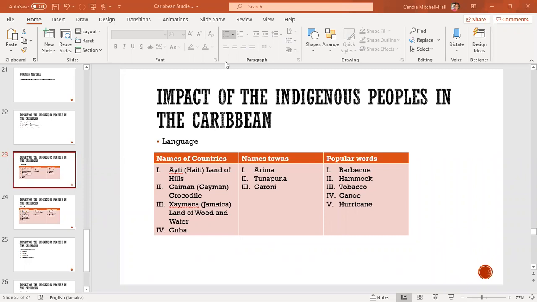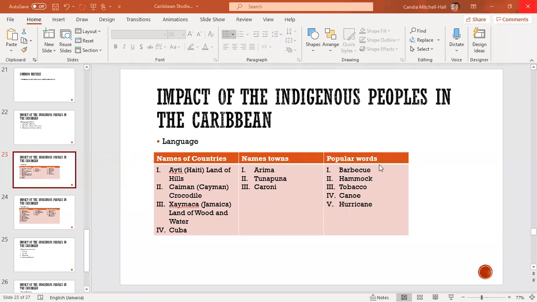Names of towns, especially in Trinidad. There are quite a lot of towns in Trinidad that have indigenous names. Rivers in Trinidad also have indigenous names. Places in Grenada and Dominica, places in those territories also have indigenous names. So for example, you have Arima, which is a very popular town in Trinidad. Puna, how is that pronounced? I'm not even sure. But that is another indigenous name of a place in Trinidad. These are very popular places in Trinidad.